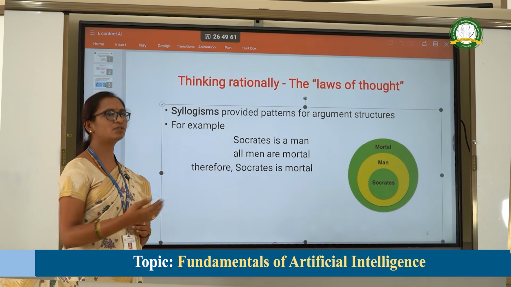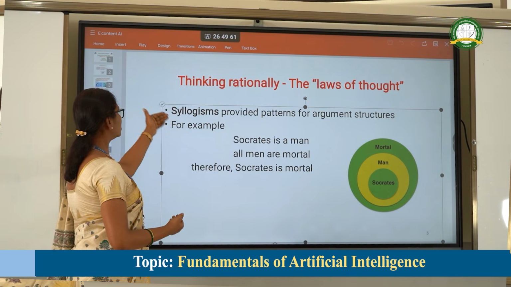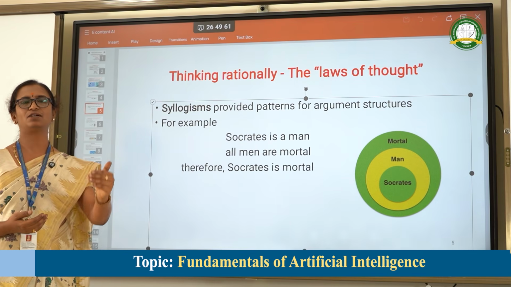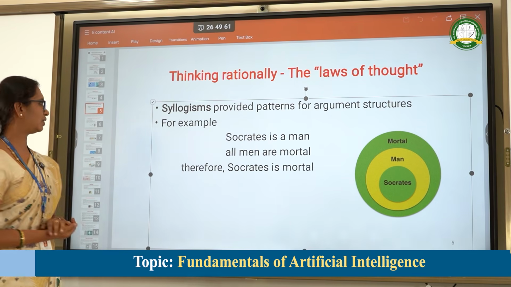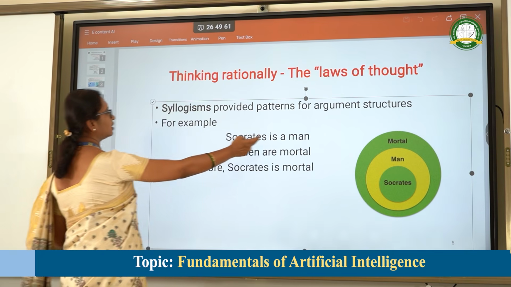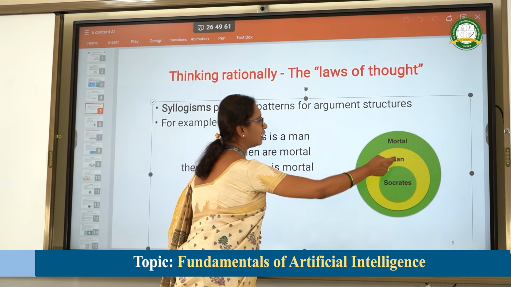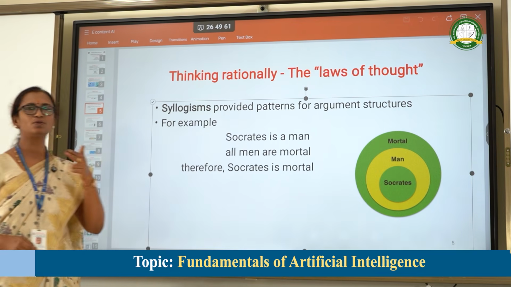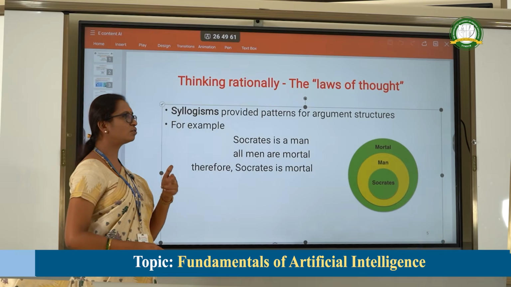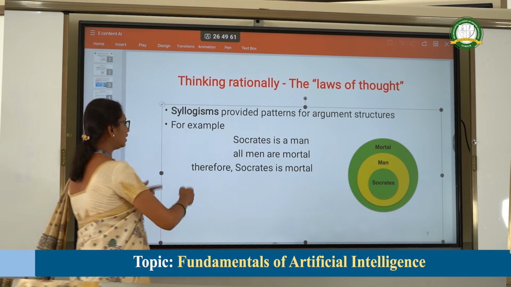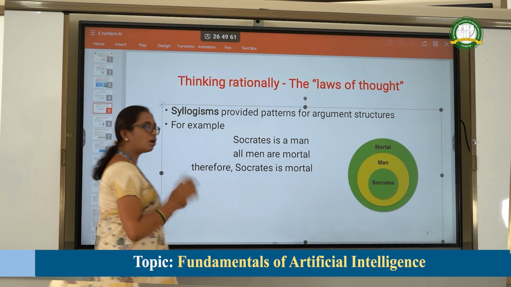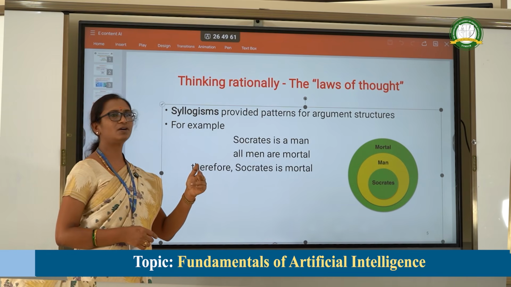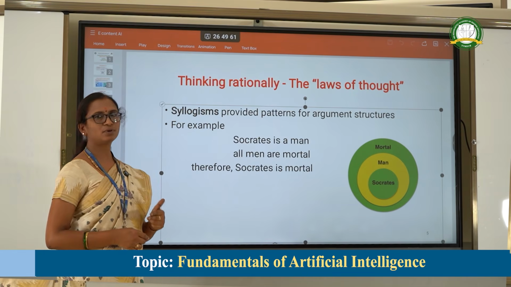This is the laws of thought approach, where through syllogism we are able to provide the logical answers for the queries. So we know Socrates is a man, and all men are mortal. Hence, by looking into those two logical statements, we can conclude Socrates is also mortal. So this is how thinking rationally or the laws of thought approach moves.